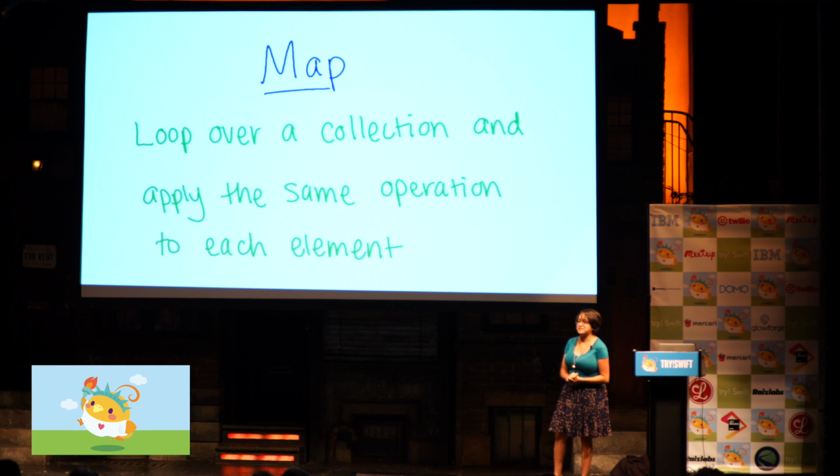Okay, so let's talk about mapping for a little bit. The first kind of mapping that we're going to talk about is mapping over a collection, so something like an array or a dictionary. Basically, when you map over something, you loop over a collection, you take every single element out of it, and you apply some function to it, and then you get a return type.